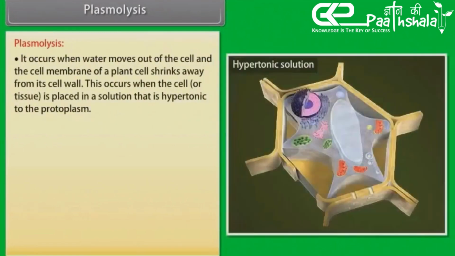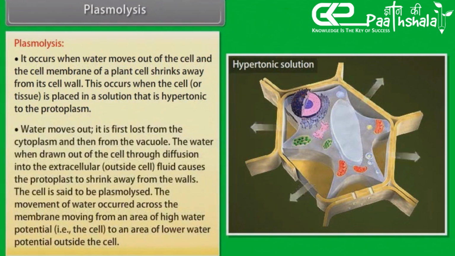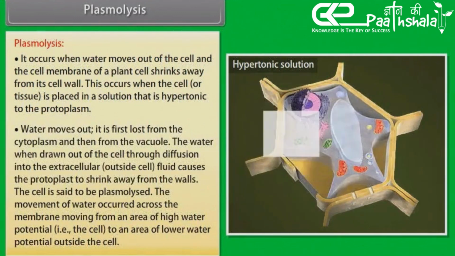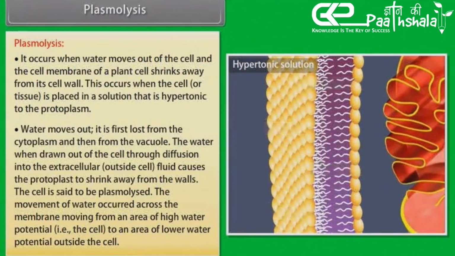Plasmolysis occurs when water moves out of the cell and the cell membrane of a plant cell shrinks away from its cell wall. This occurs when the cell or tissue is placed in a solution that is hypertonic, has more solutes, than the protoplasm. Water moves out. It is first lost from the cytoplasm and then from the vacuole. The water, when drawn out of the cell through diffusion into the extracellular fluid outside the cell, causes the protoplast to shrink away from the walls. The cell is said to be plasmolysed.